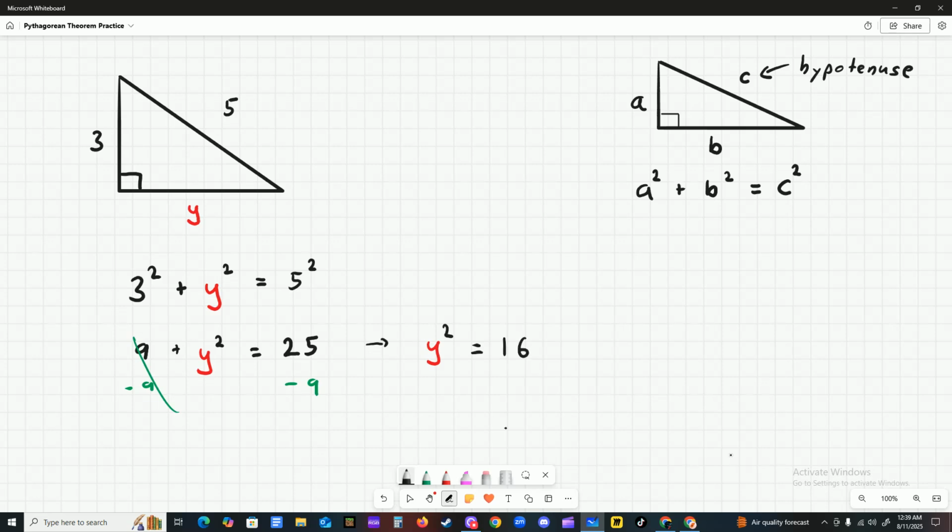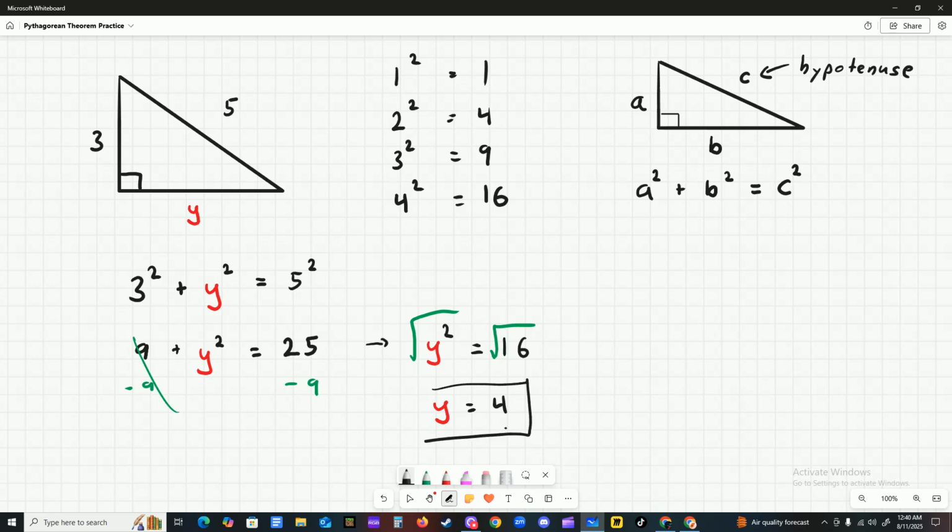What number times itself equals 16? Well, if you have 1 and square it, you get 1. If you have 2 and square it, you get 4. If you get 3 and square it, you get 9. And if you get 4 and square it, you get 16. That means that when you take the square root of both sides, you get y is equal to 4. And that's our value, which means y is 4.